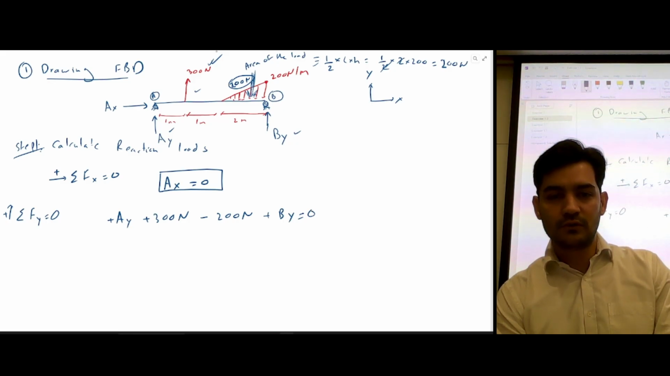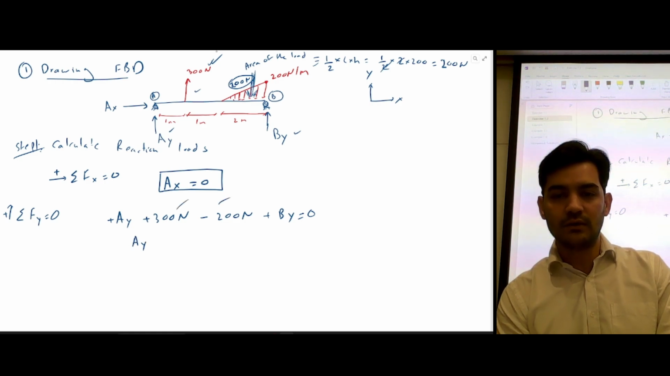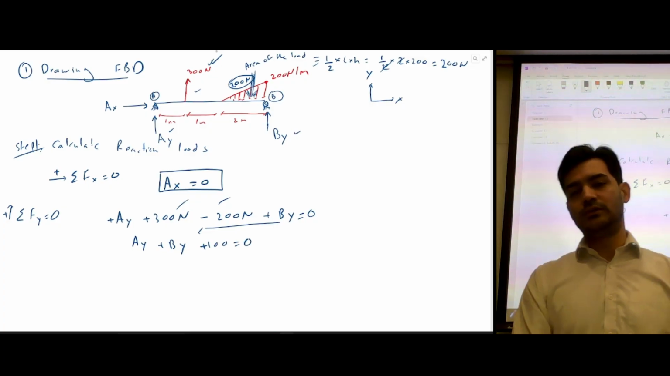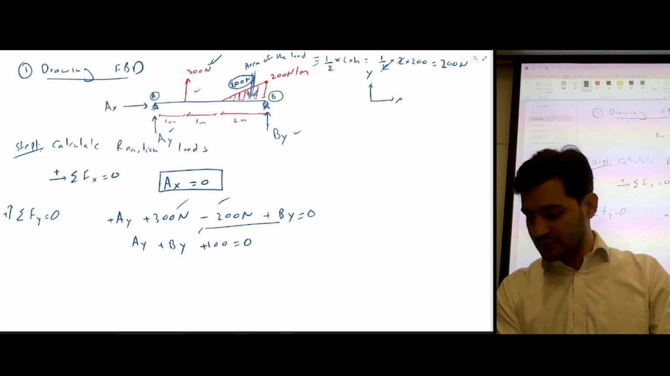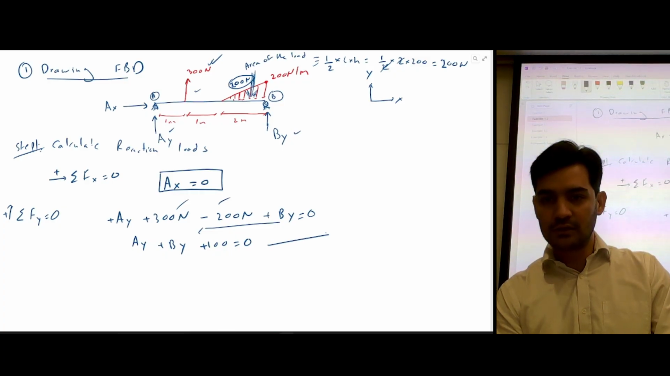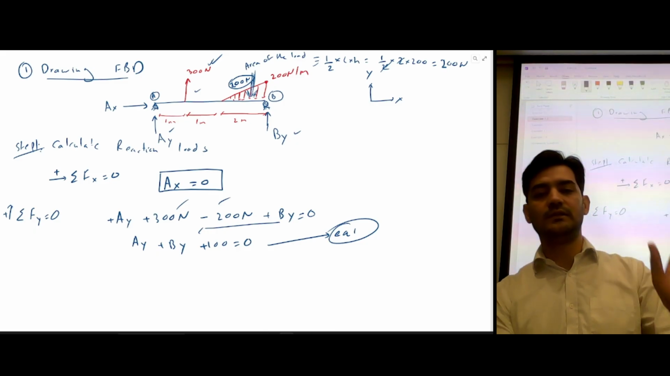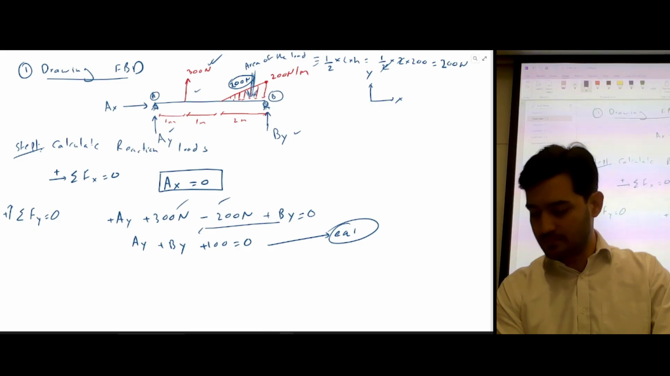If you solve this, you're going to get AY plus BY, 300 minus 200. 300 minus 200 is 100. But I cannot solve this further, so I'm going to use it as an equation later. So I've said this is equation 1. I'm going to use it later.